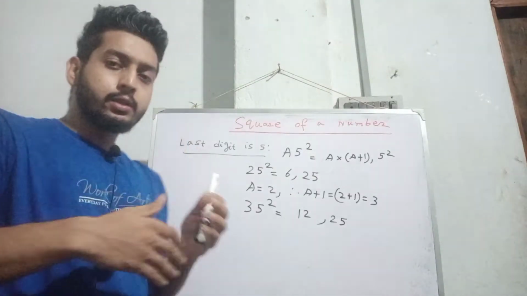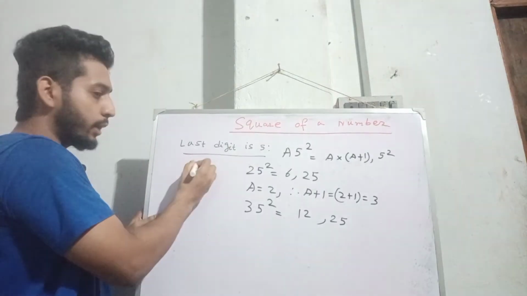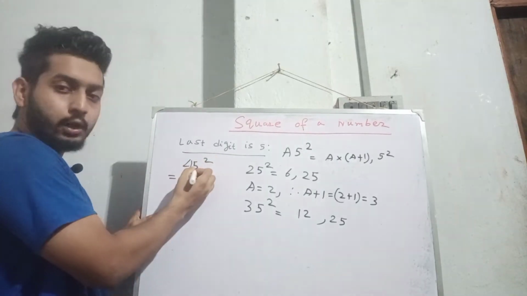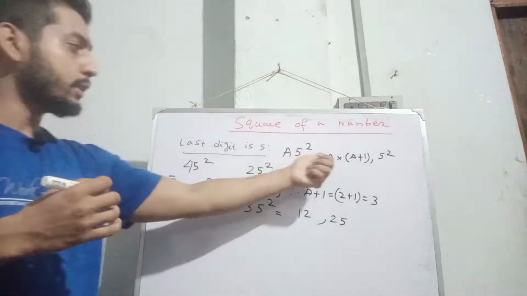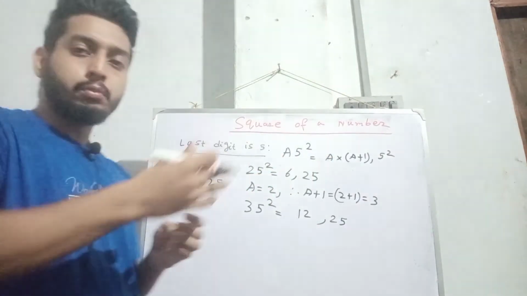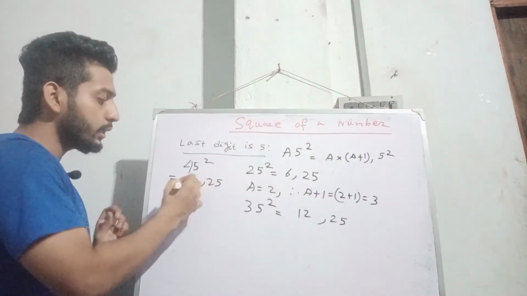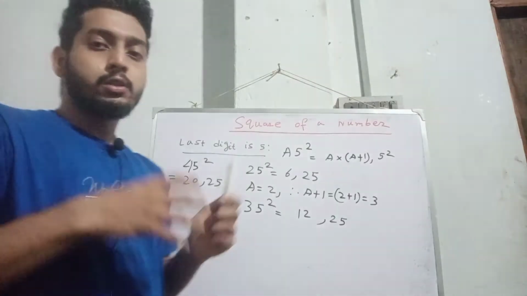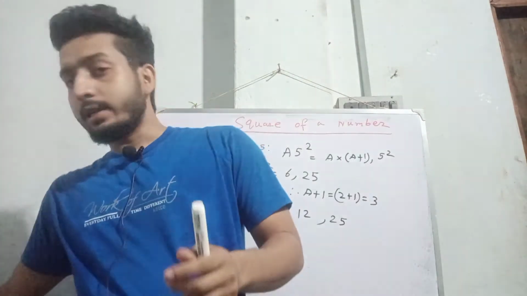Now next, 45 square. What will be 45 square? As we can see, 5 square is 25, and here 4 is a, so the next number of 4 is 5. So 4 into 5 is 20. So 20 comma 25 is the square of that number. So we can find the squares of larger numbers whose last digit is 5.